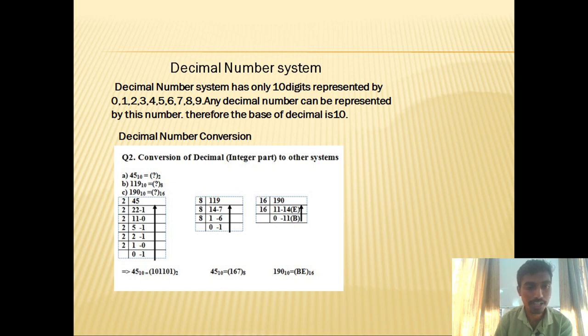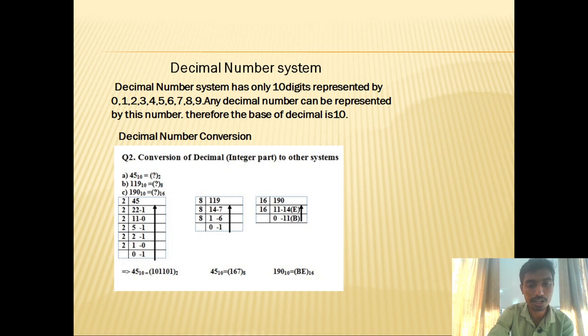Here first a 45 decimal number will be converted into binary. To convert to binary, you simply divide that number by 2. So 45 will be divided by 2, and the remainders will be your binary number. In the second question, 119, you have to convert it into an octal number. So 119 you have to divide by 8. The remainder value will be your answer. It will be your octal number.